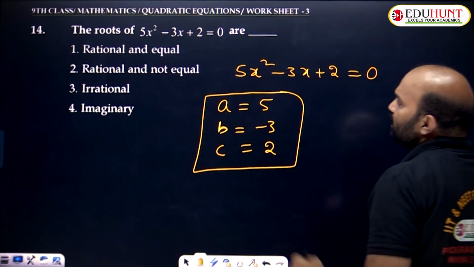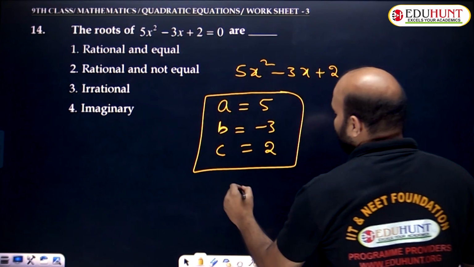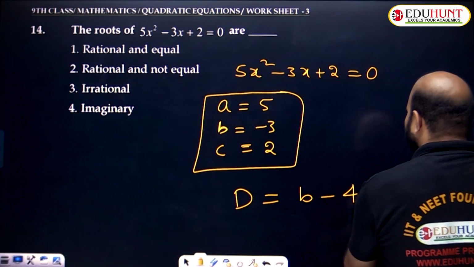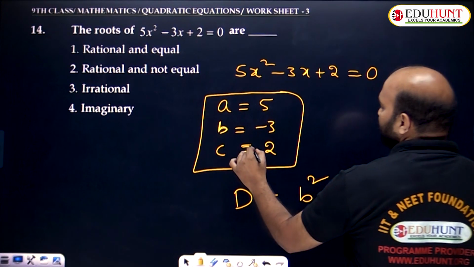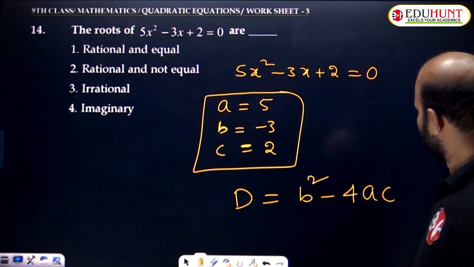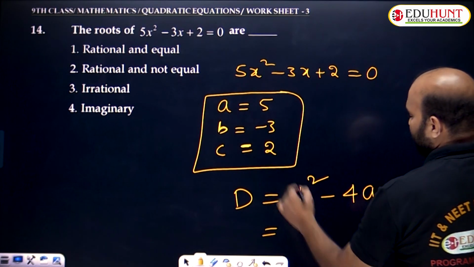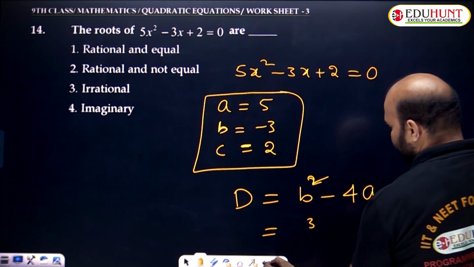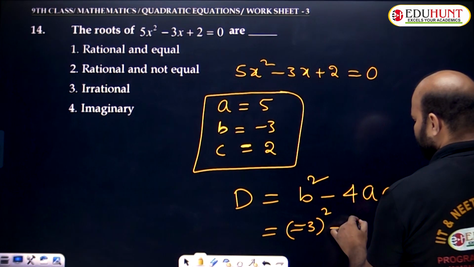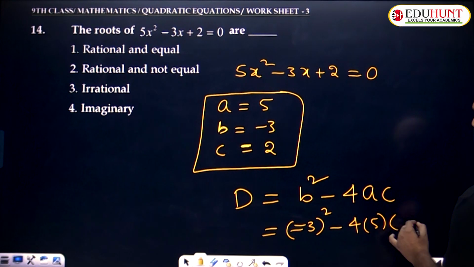And the question asks for the nature of the quadratic equation, so we will find the discriminant D with the formula b² − 4ac. There are 3 conditions: D greater than 0, D equal to 0, D less than 0. Am I clear? So firstly, b² is (−3)², minus 4 into a value 5 and c value 2.